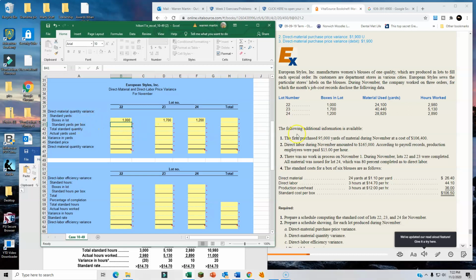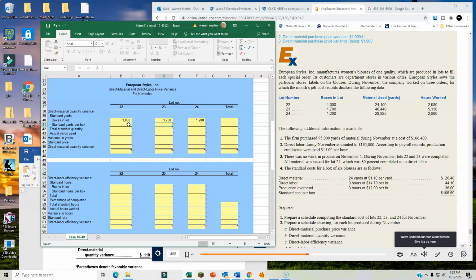Standard yards per box. As I say, you have to read this. Down here you have your direct material, which is 24 yards at $1 per yard. So that's your yards per box: 24 and 24. And then of course we total them up over here.